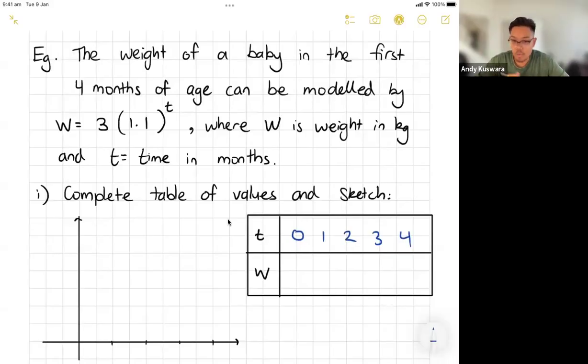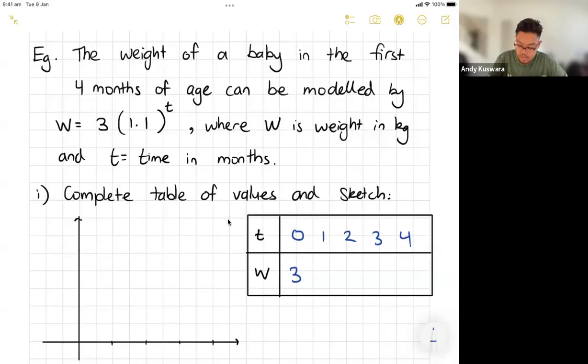Now, how would I find the weight? This is where you substitute it into your formula. So again, this is where I would put brackets in your working out, or in this case, you actually don't have to, or not any extra ones anyway. So 3 times 1.1 in brackets to the power of, and you plug in your values. When t equals 0, which is otherwise saying when the baby is just born, it is 3 kilos. That's a big baby.